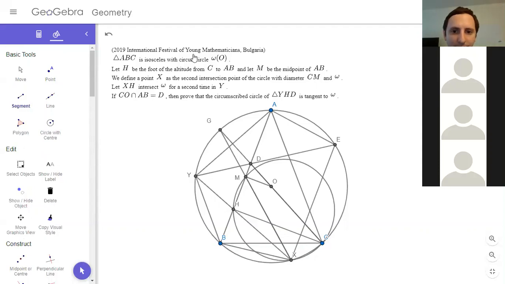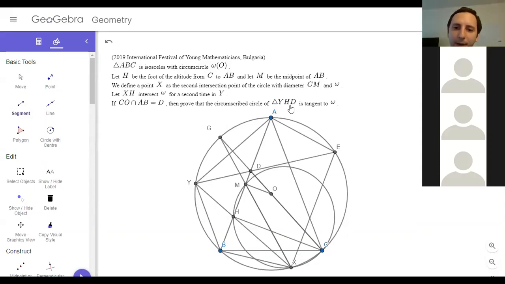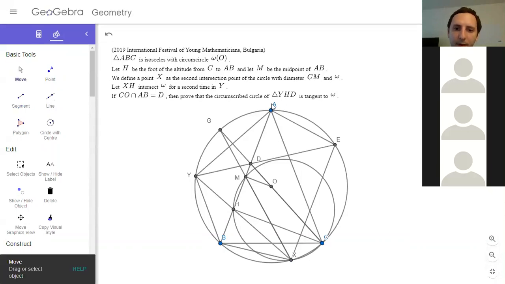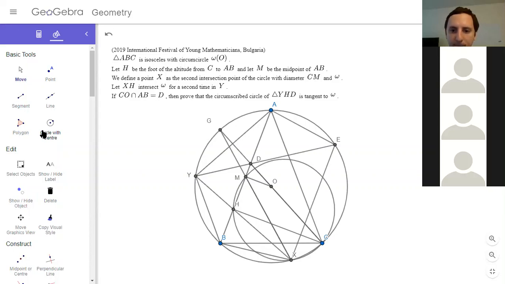You think AE is equal to BX? Yeah, if we can show AE is equal to BX, that would solve the problem, because we want to show AB is parallel to EX, and that's the same as showing AE is equal to BX.